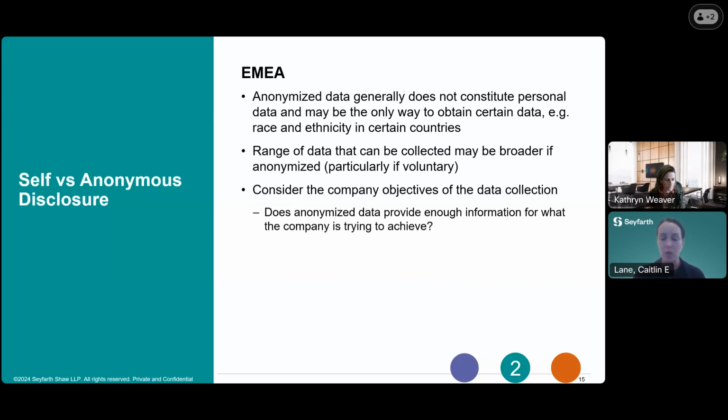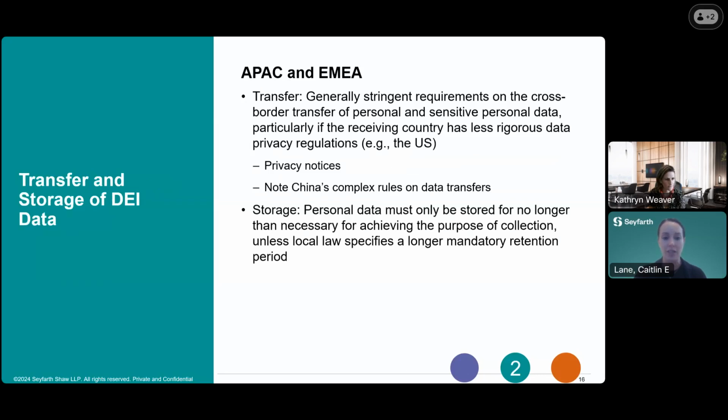I know we're short on time, so I'm going to quickly jump to the next slide and touch on transfer and storage of data, which actually is quite aligned between APAC and EMEA. As you can see on the slide, cross-border transfer of personal and sensitive personal data is typically subject to very stringent requirements, particularly where the data is going to a country with less data protections. Many of you may have seen that is often the case in the US, that there are difficulties that we run into in dealing with the fact that the US is not necessarily considered as strong. And in terms of storing personal and sensitive personal data, the position is generally that data can't be stored for any longer than necessary to achieve its intended purpose for collection.